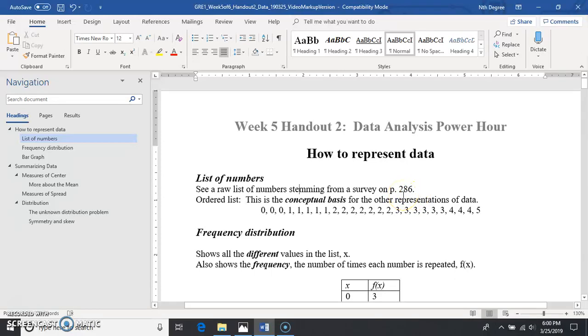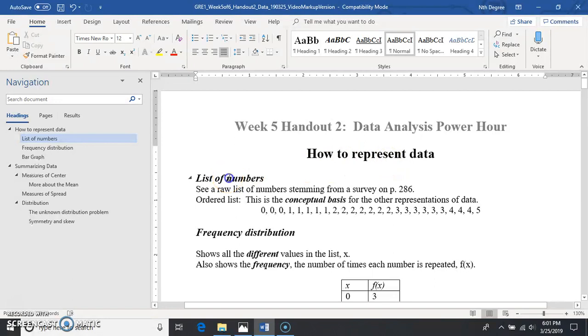We're now ready to dive into our data analysis power hour. There's an outline of the lecture over here. So our two main topics are going to be how to represent data and summarizing data. And as we talk about how to represent data, we'll get a better sense of what data is in the first place. So you can see that under how to represent data, there are three main ways to represent data: a list of numbers, a frequency distribution, or a bar graph, which is also known as a histogram.